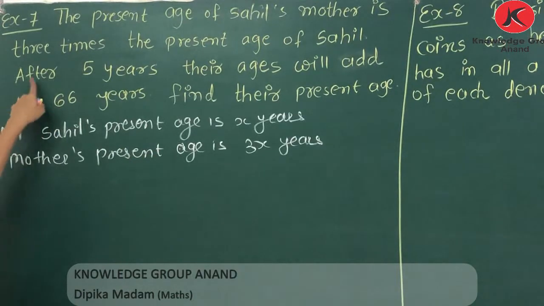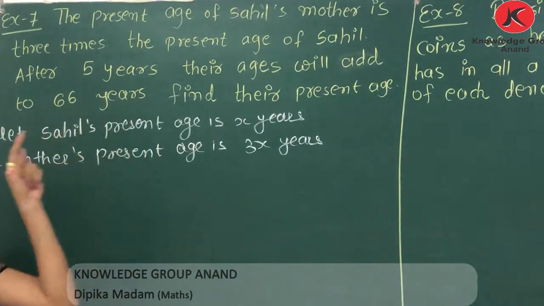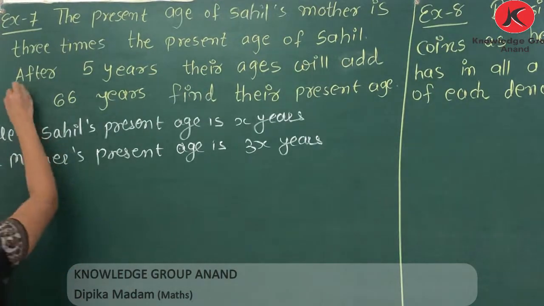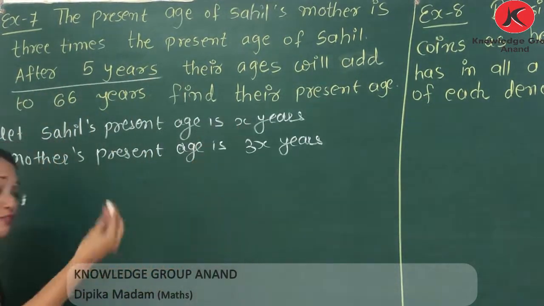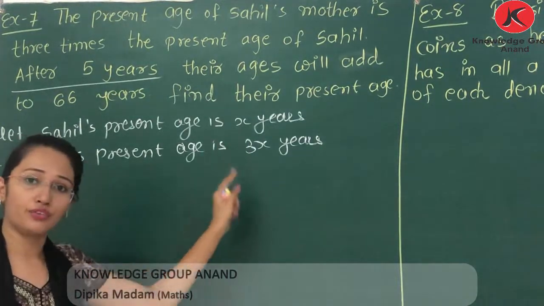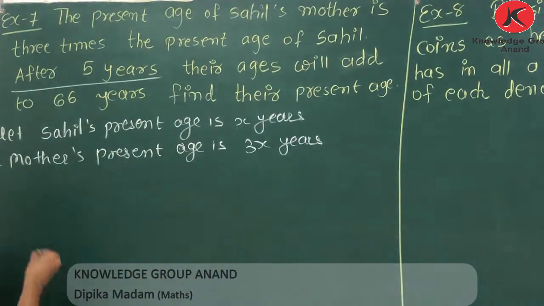Next statement, after 5 years. For example, if your present age is 15 years, what will it be after 5 years? It will be 20. If my present age is 25, then after 5 years it will be 30. So here it is written that after 5 years, if it is x, then after 5 years it will be x plus 5, and mother's age 3x plus 5.